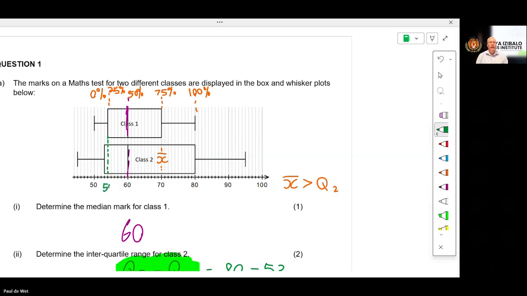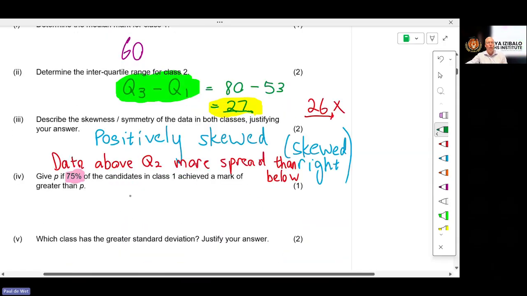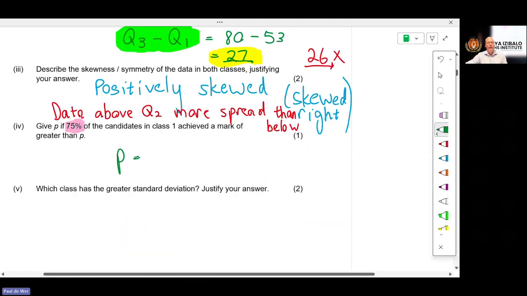Guys, do you see that 54%? That is where Q1 is, the first quarter of the data. So 75% of the learners get a mark bigger than 54. So P equals 54. All right.